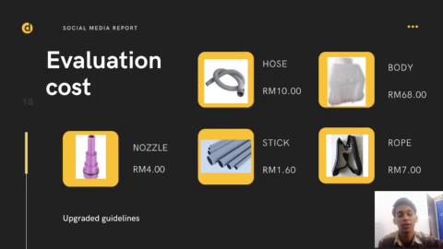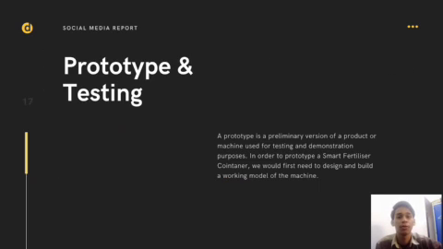The evaluation cost. The first part is the body. It costs 98 ringgit. The rope costs 7 ringgit. The hose costs 10 ringgit. The stick costs 1 ringgit and 60 cents. The nozzle, we estimate it costs 4 ringgit.